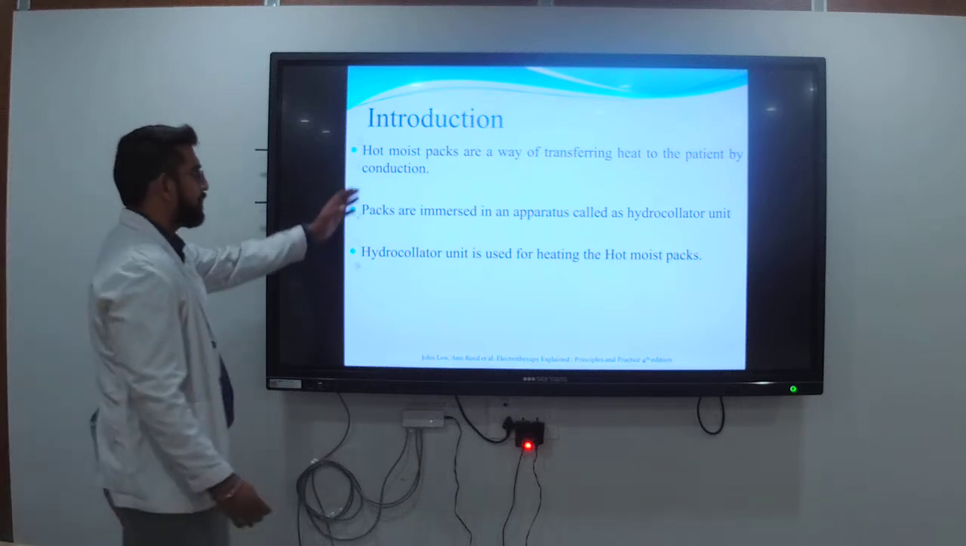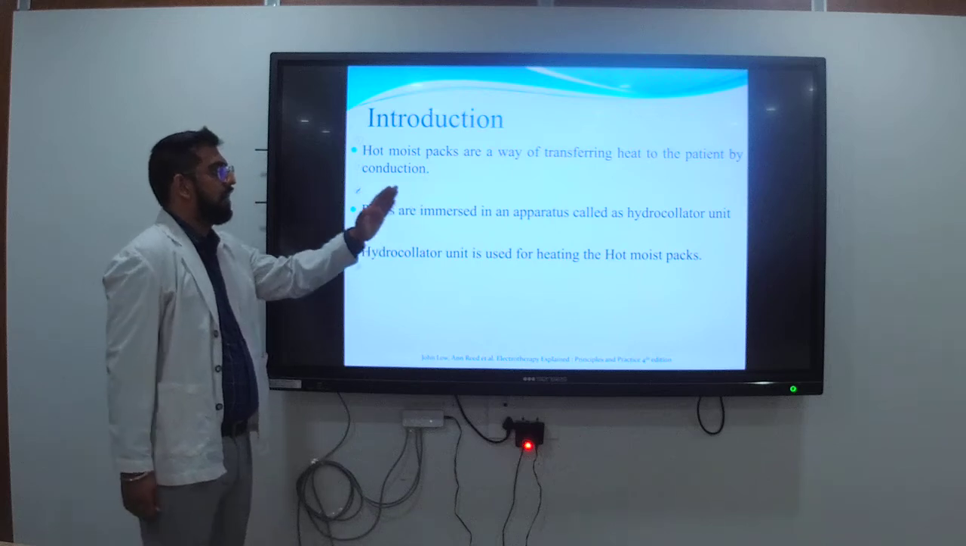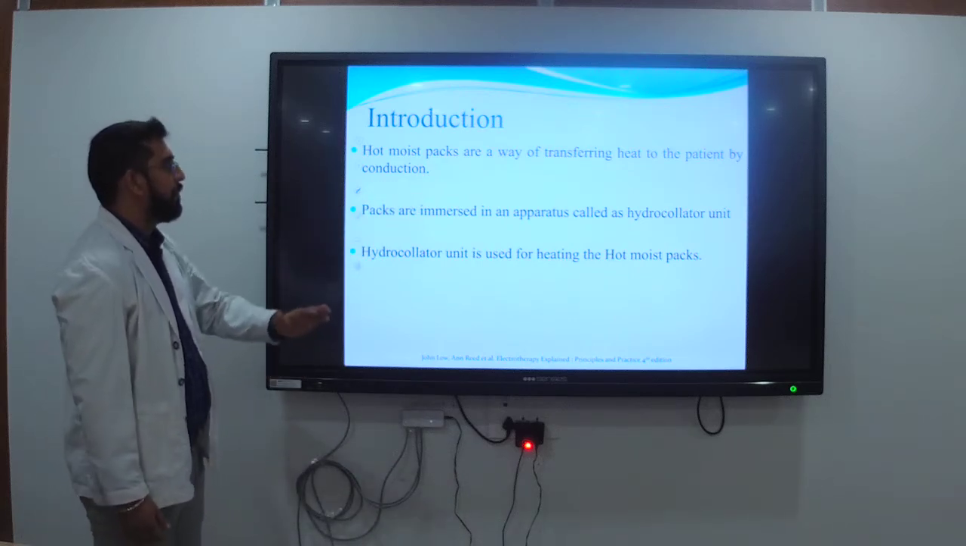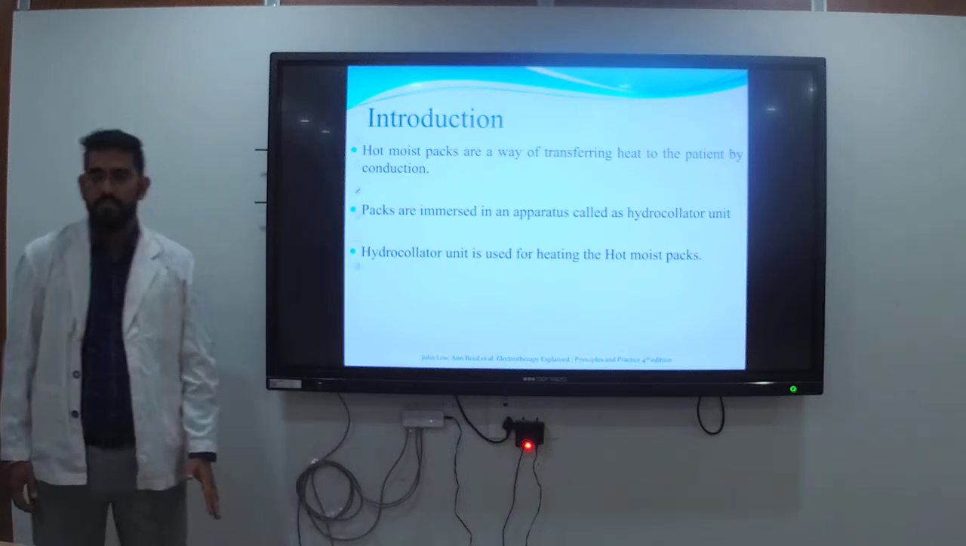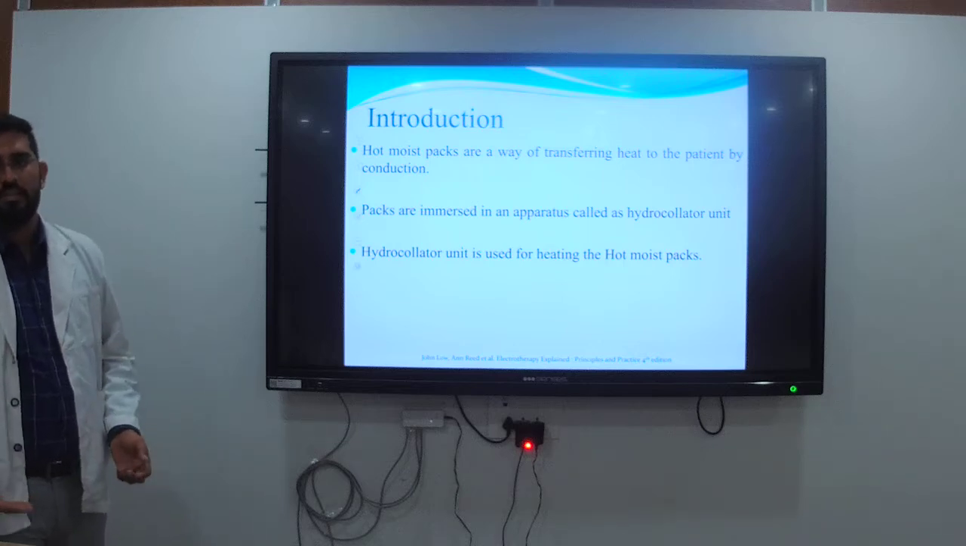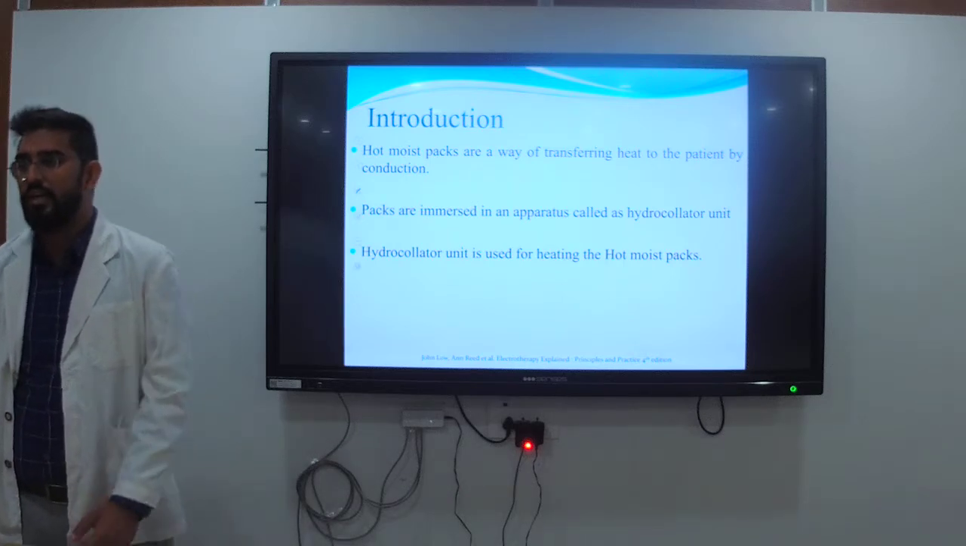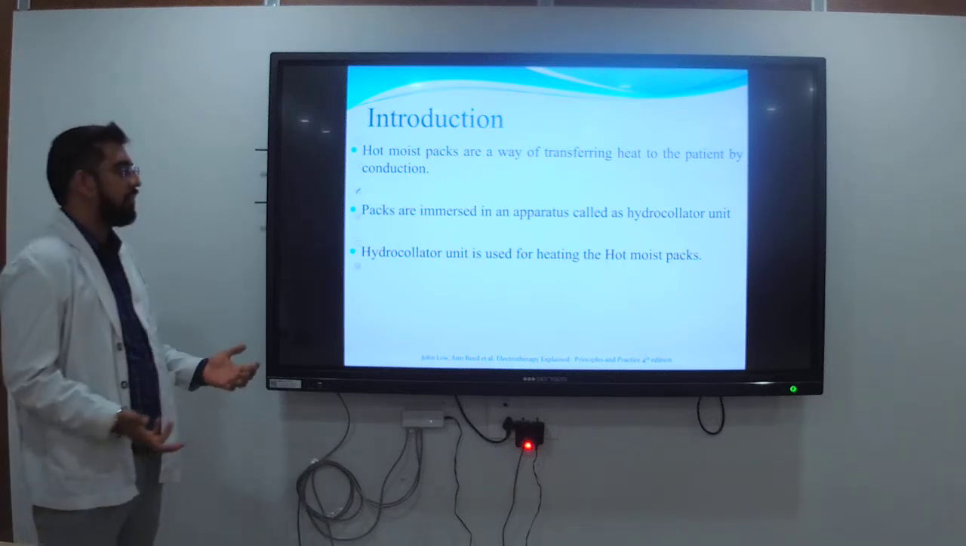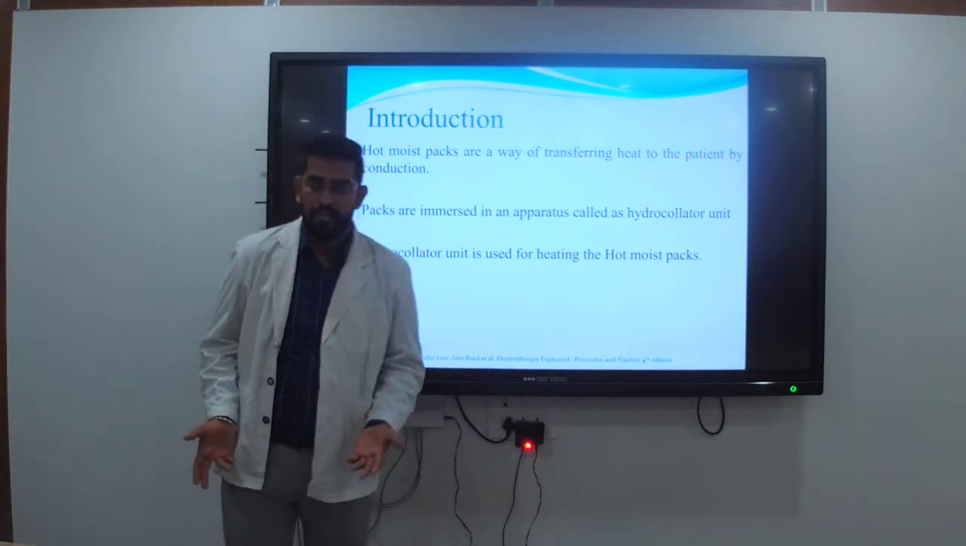So, hot moist packs are a way of transferring heat to the patient by conduction. It is just a mode, as we cannot give heat to the patient without having some kind of medium which is essential to transfer the heat.